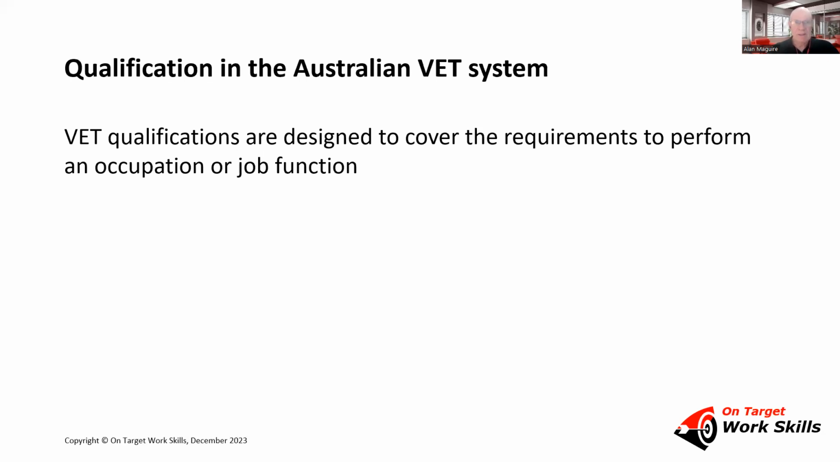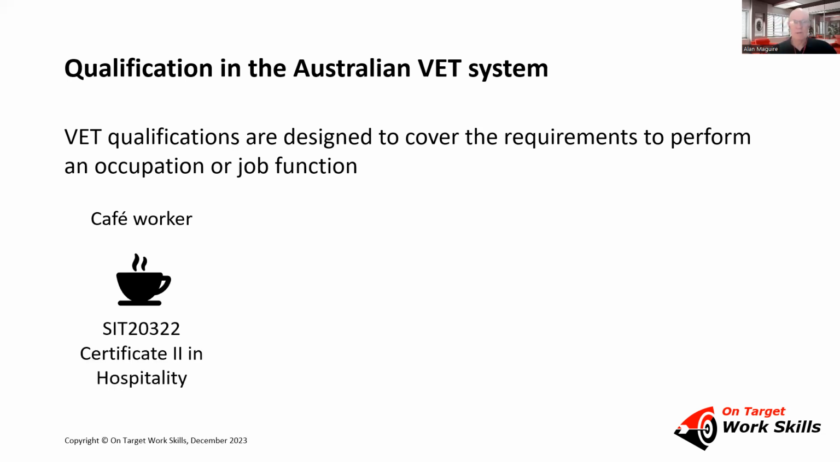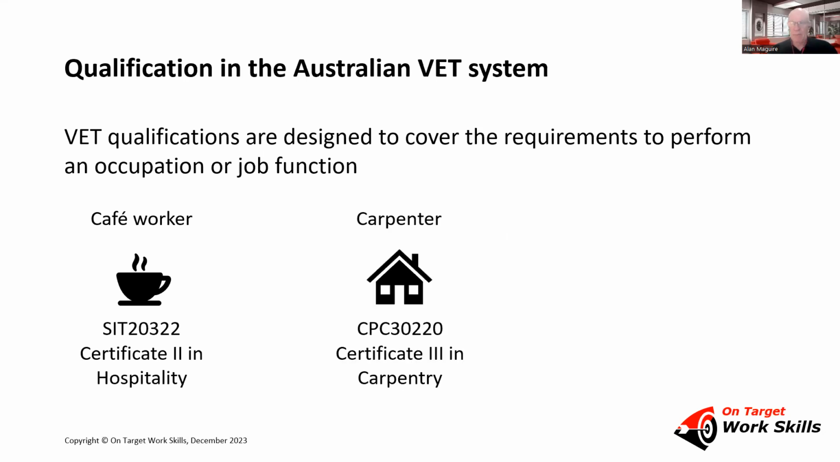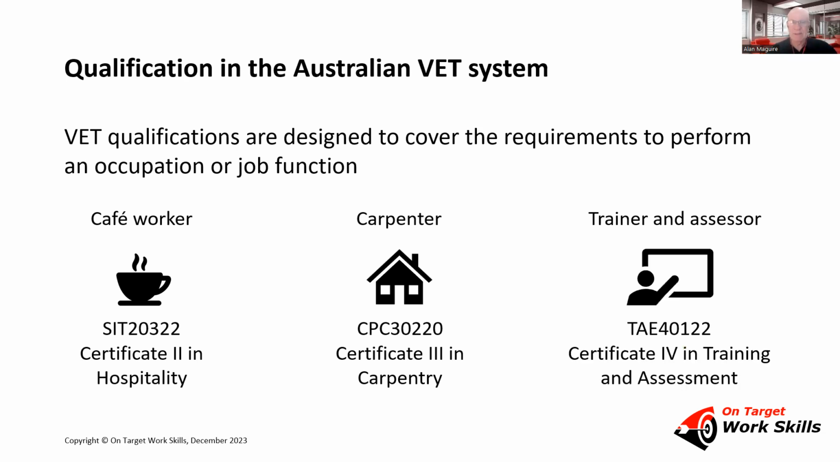In the Australian VET system, the qualifications have been designed to cover the requirements to perform an occupation or a job function. So, for example, if you had a cafe worker, the appropriate qualification would be a Certificate 2 in hospitality. If you were to train a carpenter, the appropriate qualification would be a Certificate 3 in carpentry. And if you were to train a person to be a trainer and assessor to work for an RTO, then the qualification would be a Certificate 4 in training and assessment.